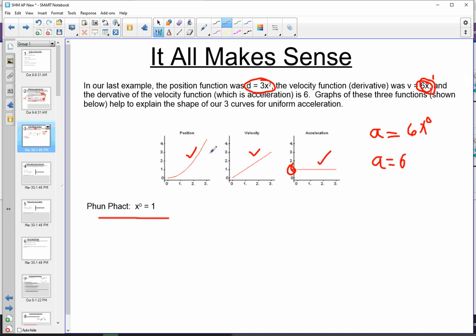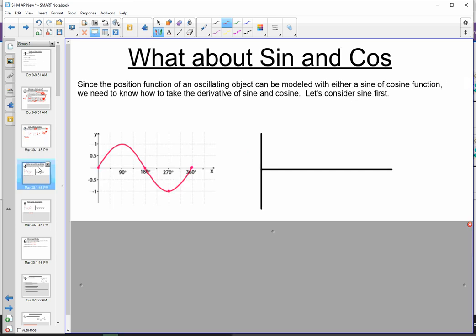So hopefully the graphs for uniform acceleration now make sense. Okay, the good news is now you understand a little bit about derivatives. It's simply a function to help you find slope. The bad news is we're not going to work with dt, vt, and at graphs, so to speak, in simple harmonic motion, at least not parabolas and linear versions. We're going to work with sine and cosine functions.